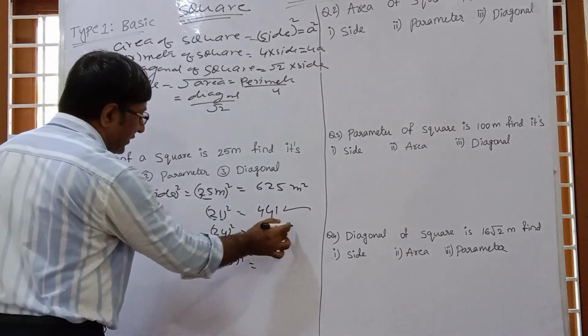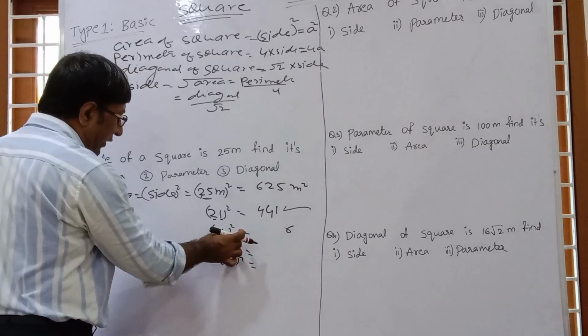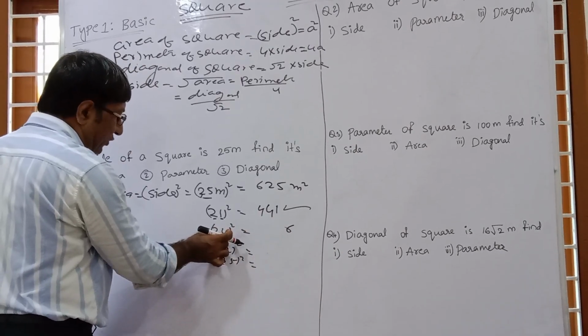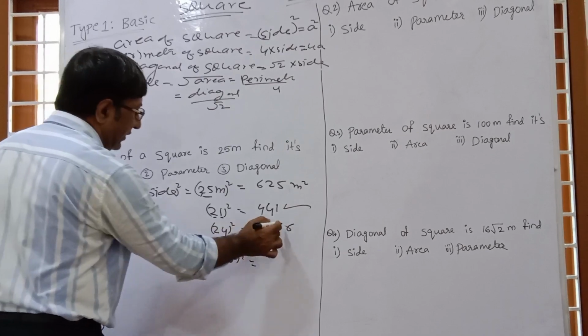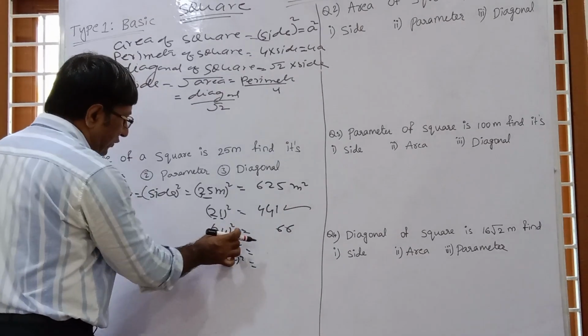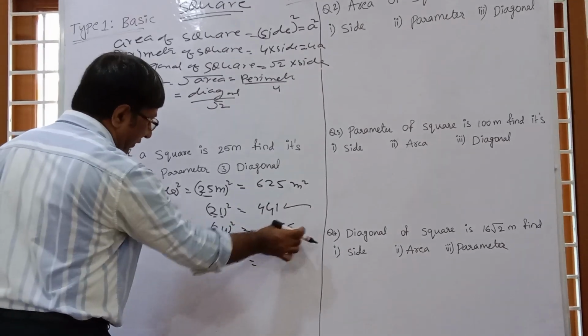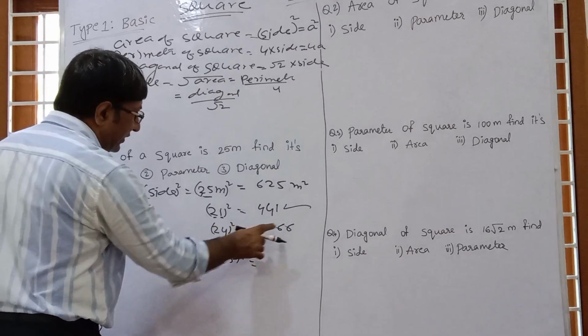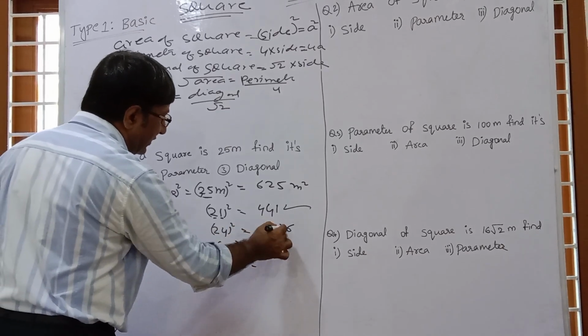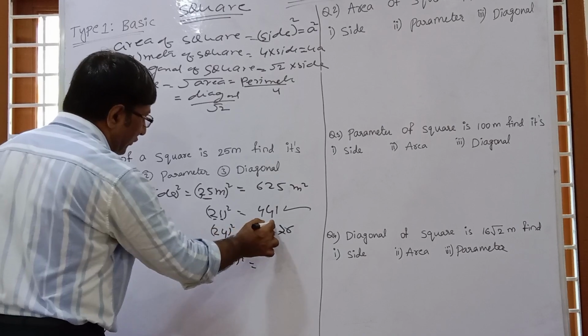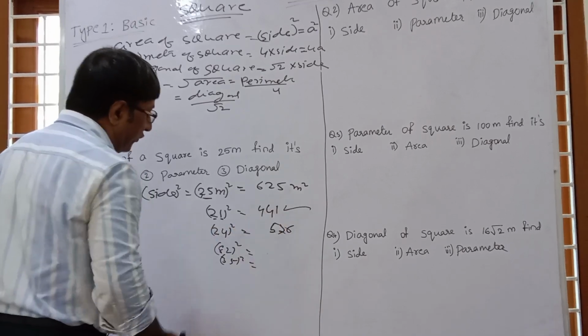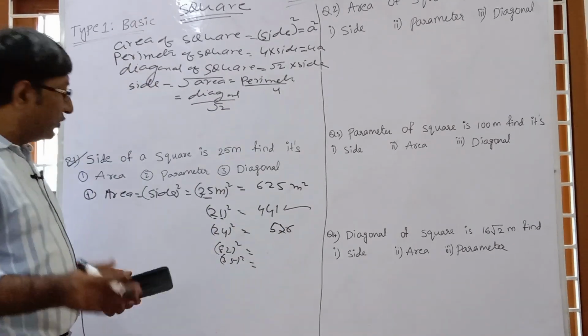So 4 square is 16, and 2 into first into second. So 2 fours are 8, 2 sixes are 16, and again 2 twos are 4, 4 sixes are 16, carry 1. 2 fours are 8, 2 sixes are 16, and 1 makes 17. So this is 7. Again 2 twos are 4. So this is 5 plus 5. 2 twos are 4, and we have carry 1. So that is 57.